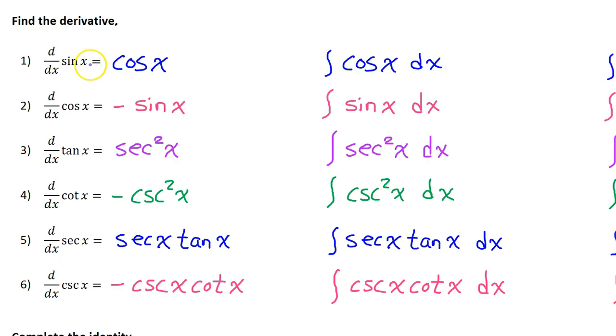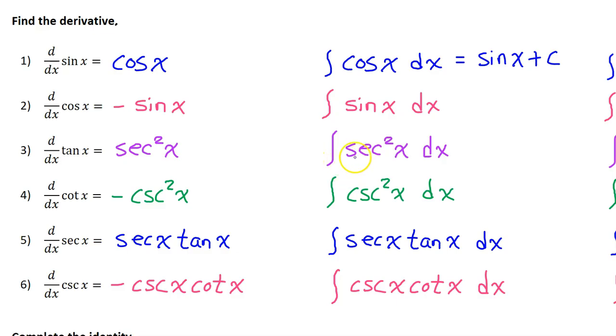Because we memorized the derivatives of all 6 trig functions back in first semester, we also know these 6 trig integrals. For example, to evaluate the integral of cosine x, you ask yourself the derivative of what is cosine x. Since we know the derivative of sine x is cosine x, then sine x is the antiderivative of cosine. Don't forget to add the plus c, the constant of integration.